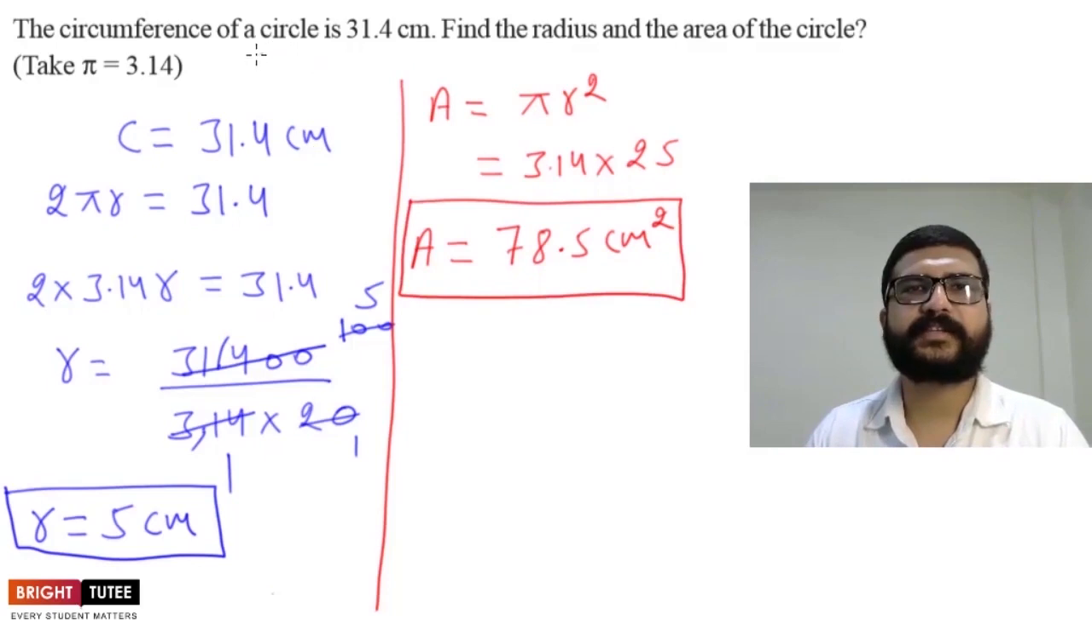So here in this question, the circumference was given, we have to find the radius, and then using that radius we have to find the area. So for circumference we have used 2 pi r, because we know the circumference of a circle is equal to 2 pi r. So 2 pi r was equal to 31.4, and from there we got the radius as 5 centimeters. Now using this radius we got the area as 78.5 square centimeters. Now let's move to the next question.